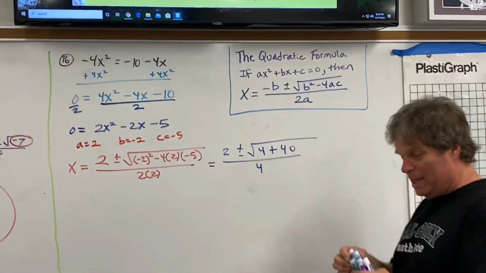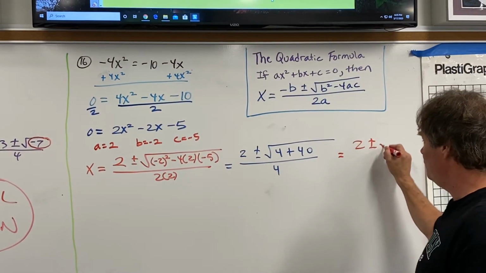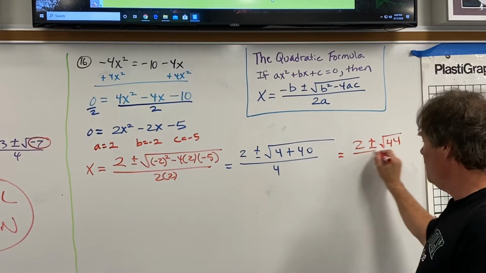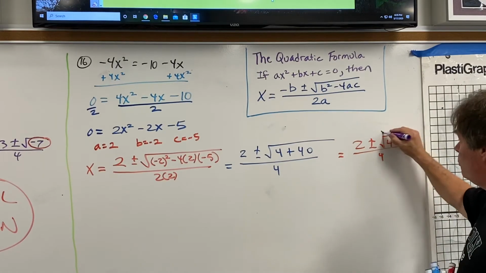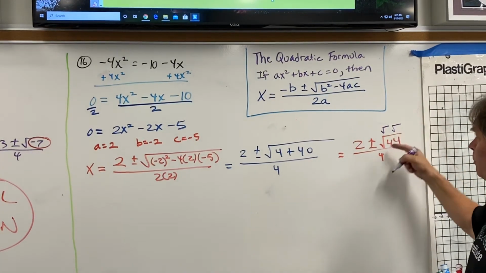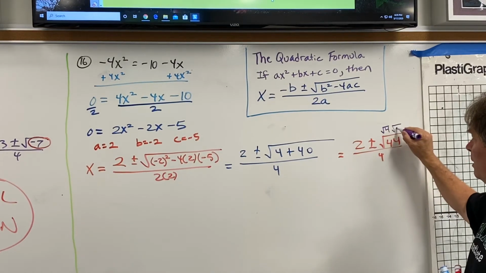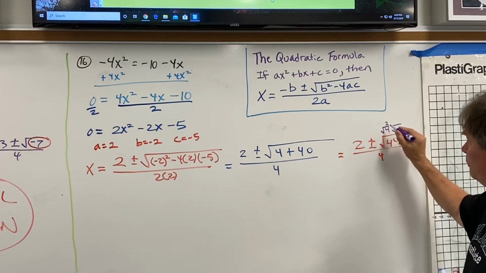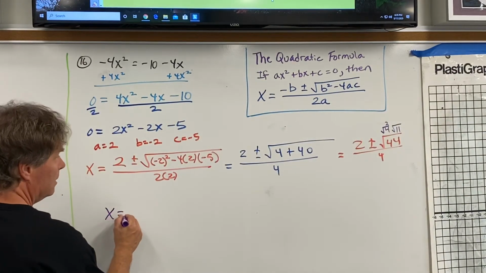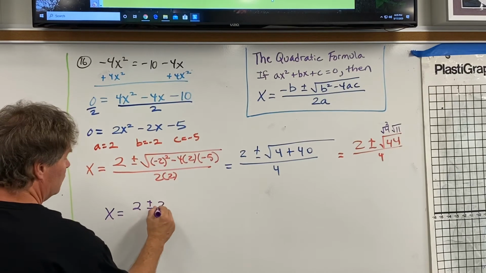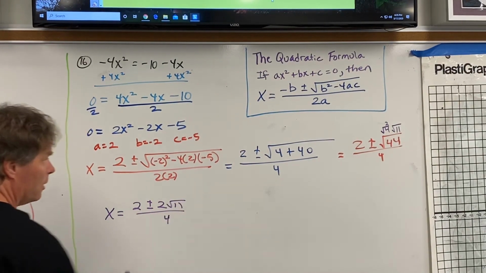4 plus 40, I could do that right here, watch. 44, 2 plus or minus root 44 over 4. And I can make 44 into square root pretty, square root ugly. Root 44 is, what's pretty about 44? 4. What's ugly? 11. Square root of 4 is 2, so it's 2 root 11. So I will get 2 plus or minus 2 root 11, the whole thing over 4.